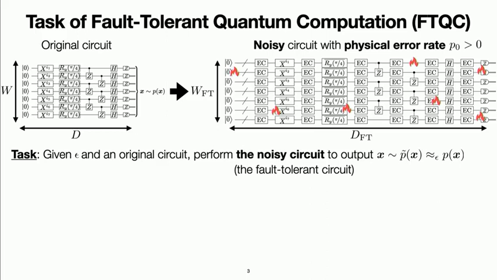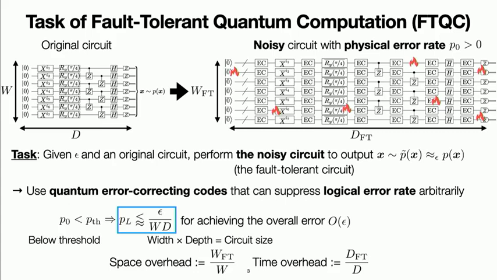The only way that we know to achieve this is to use quantum error correcting codes that can suppress logical error rate arbitrarily. In particular, the threshold theorem says that if the physical error rate is below some constant threshold, then we can arbitrarily suppress the logical error rate to achieve the overall error epsilon. To achieve the overall error epsilon for simulation, basically the logical error rate for each gate and operation needs to be suppressed below epsilon divided by the circuit size of the original circuit, which is given by the width times the depth.